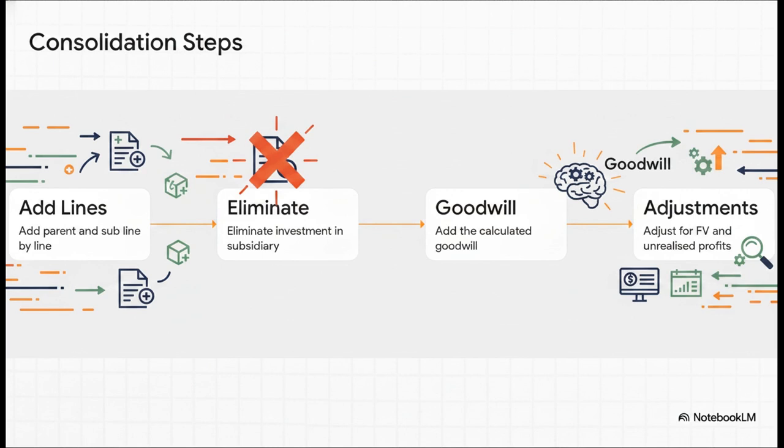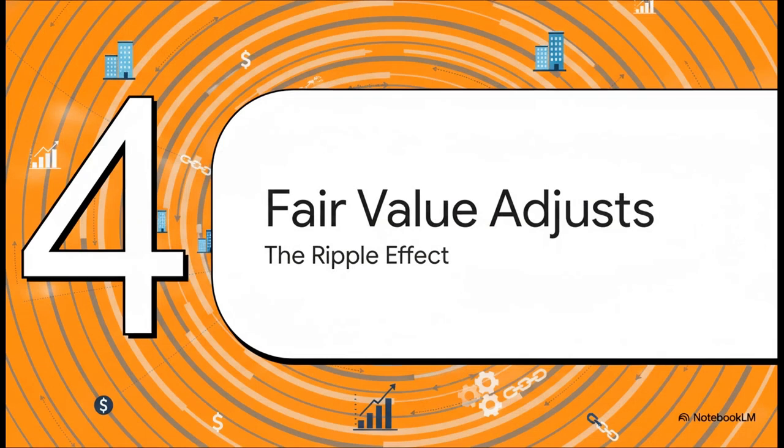Step 3, we drop in that goodwill figure we just calculated. And Step 4, we make our granular adjustments for fair values and unrealized profits. Just like that, the separate entities vanish and the unified group emerges. Which brings us to Section 4, Mastering Fair Value Adjustments.